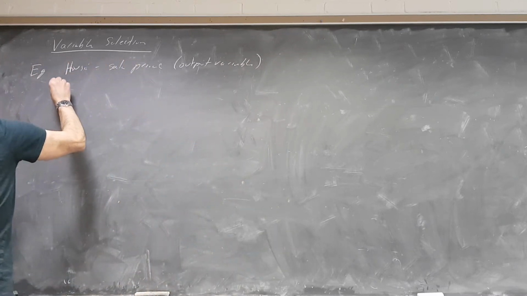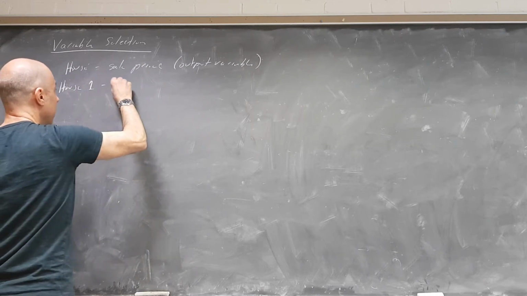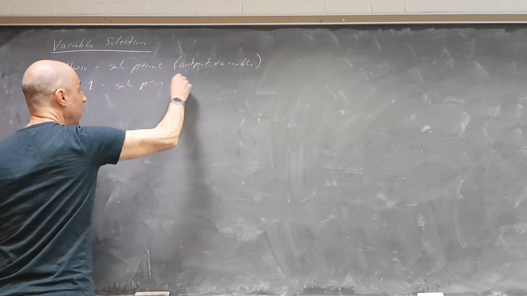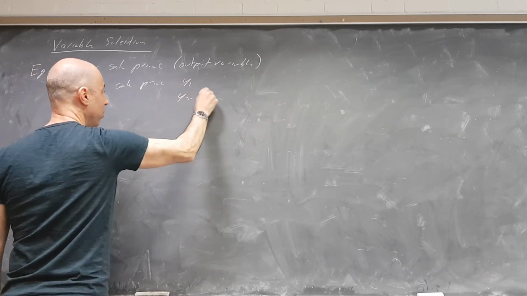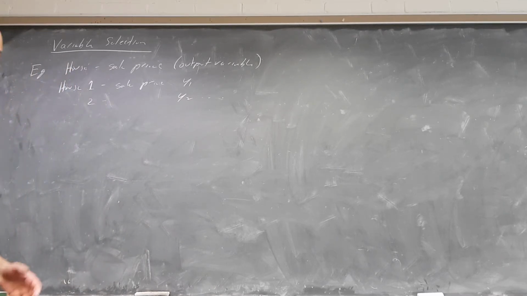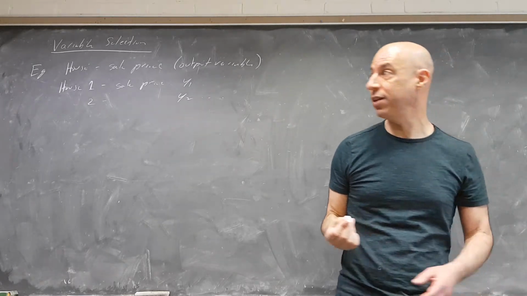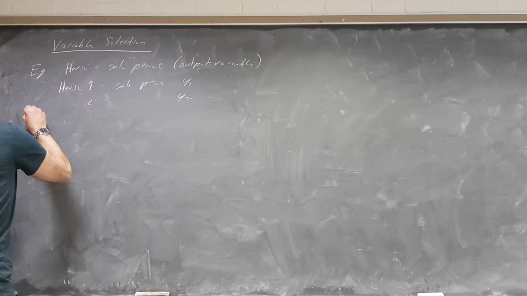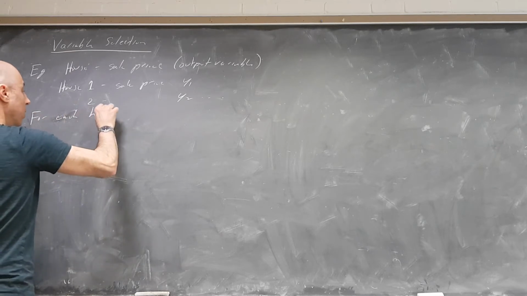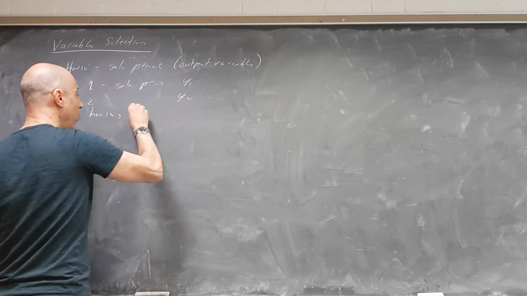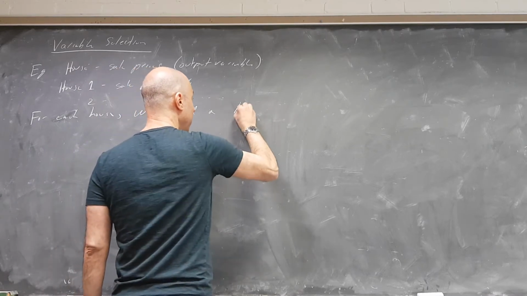So for house 1, the sale price is going to be Y1. For house 2, the sale price is Y2, and so on. Now, the sale price of a house depends on a great many factors that we may have recorded. For each house, we record a long list of properties.